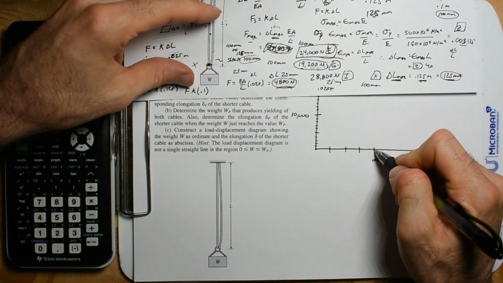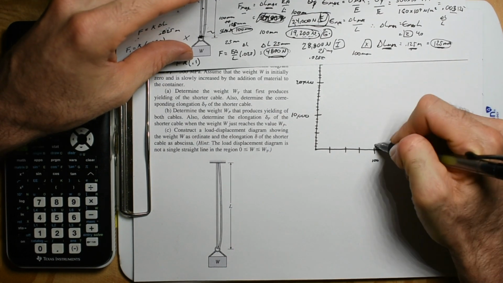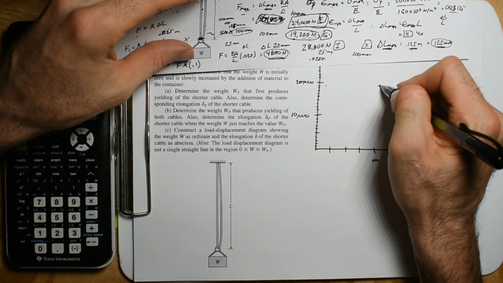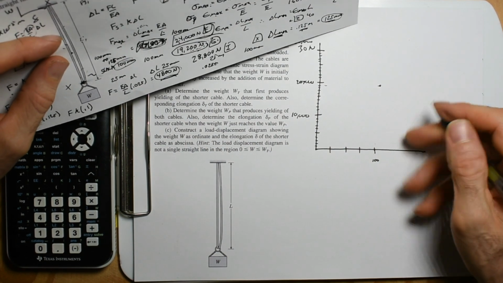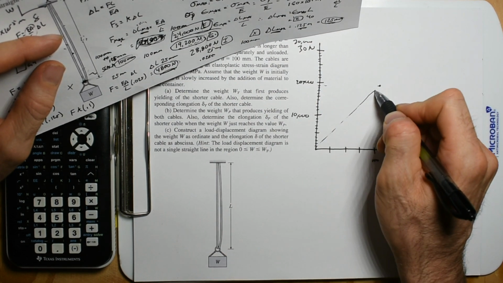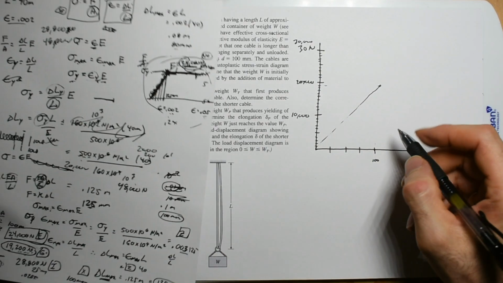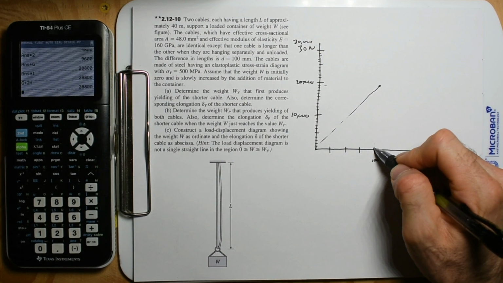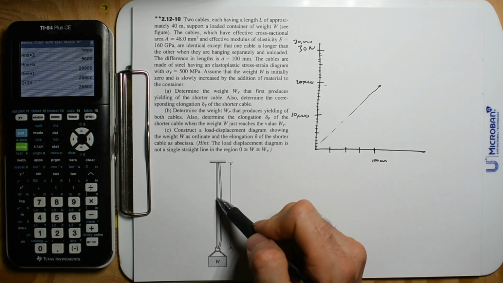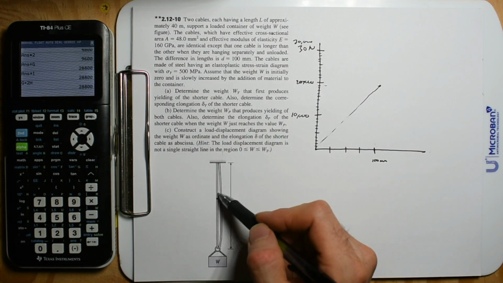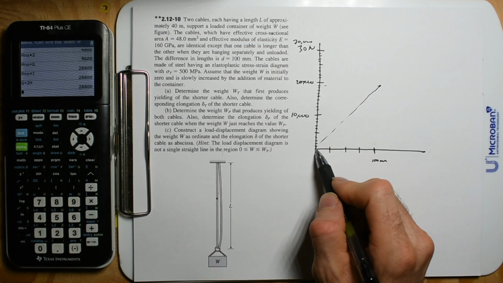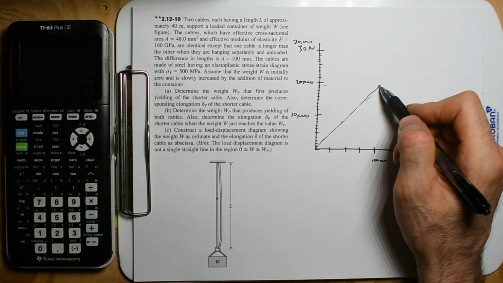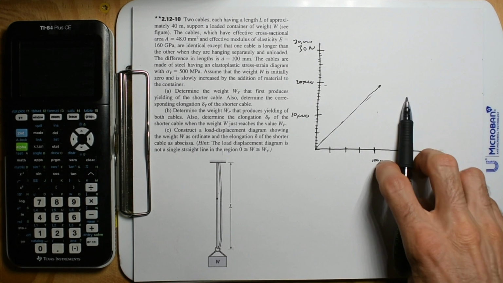So at 100 millimeters, it's going to be 19. So we're going to go all the way up to 19.2. And then you're going to get the other one. This is going to be a linear relationship, and then you're just going to go straight to where they both fully stretch out. The cables have a slack of 100 millimeters, so obviously one cable can take this full stress before the other one.